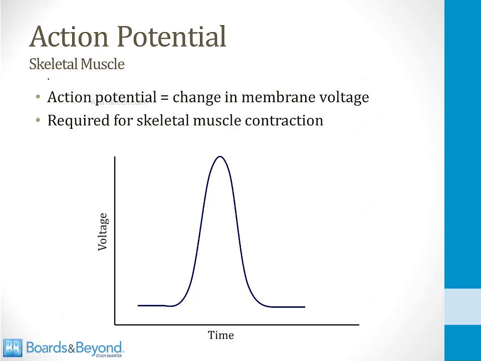Now let's talk about the action potential of skeletal muscle. An action potential means a change in membrane voltage. I'll talk about what that is in a second. And this is required for skeletal muscle to contract. So let's imagine that we have a muscle cell and we have relatively more positively charged ions inside the cell and relatively more negatively charged ions outside of the cell.